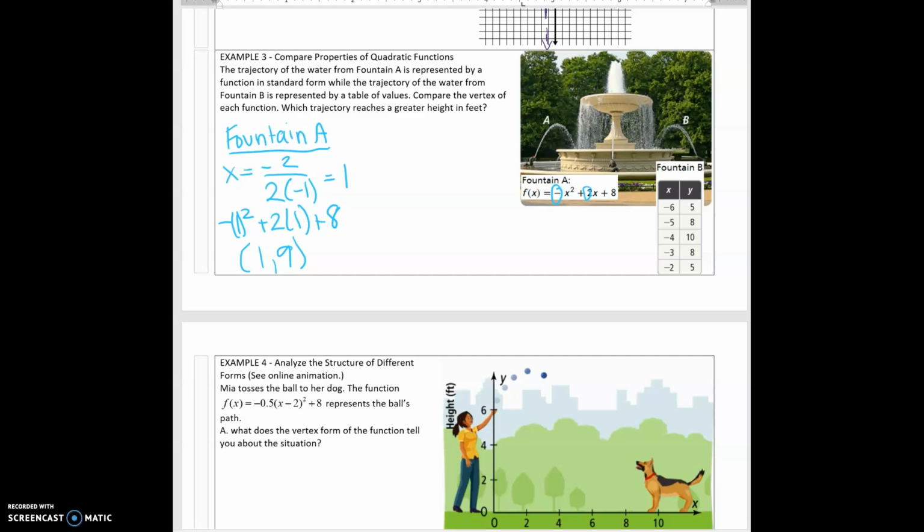And then for fountain B, we need to figure out where the vertex is on the table. If we look, it goes 5, 8, 10, 8, 5. So we can see that it starts repeating itself right here. So this is the vertex, negative 4, 10. Which one reaches higher? This one reaches 9. This one reaches 10, so fountain B reaches higher.